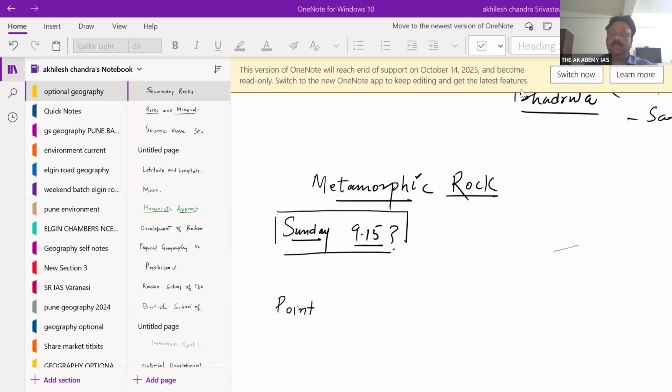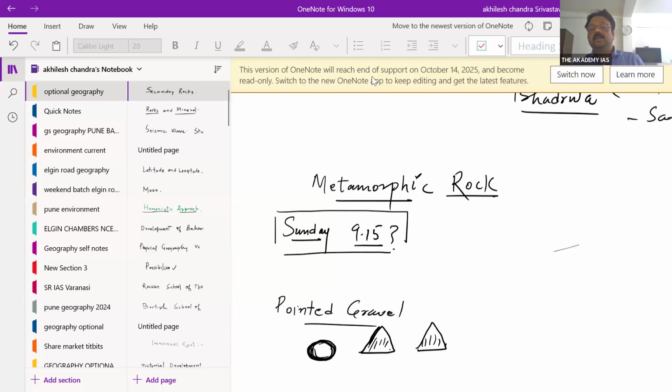Pointed gravel, okay. बेसिकली जब वो राउंडेड हो गया था तो आप उसको क्या कह रहे थे? सिंपल ग्रेवल कह रहे थे. लेकिन जब वो राउंडेड ना हो करके पॉइंटेड हो, है ना, तो उसको आप क्या कहेंगे? पॉइंटेड ग्रेवल. इट्स नॉट पॉलिश्ड.